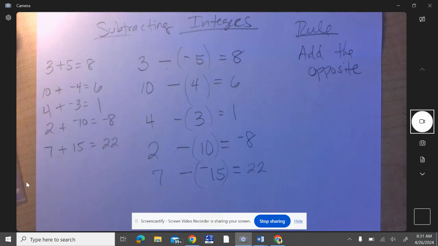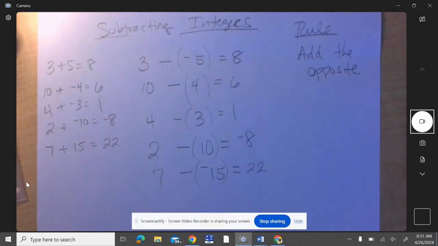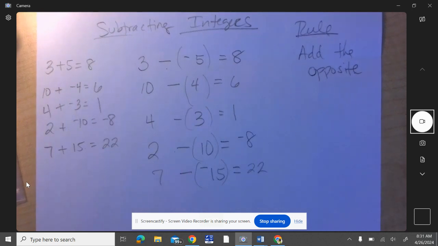2 minus 10. Okay, so 2 minus positive 10. What's the opposite of a positive 10? It's a negative 10. So you're going to add 2 plus negative 10 because you're adding the opposite, which is negative 8. 7 minus negative 15, you're going to add a positive 15 because you want to add the opposite, and that will be a positive 22.